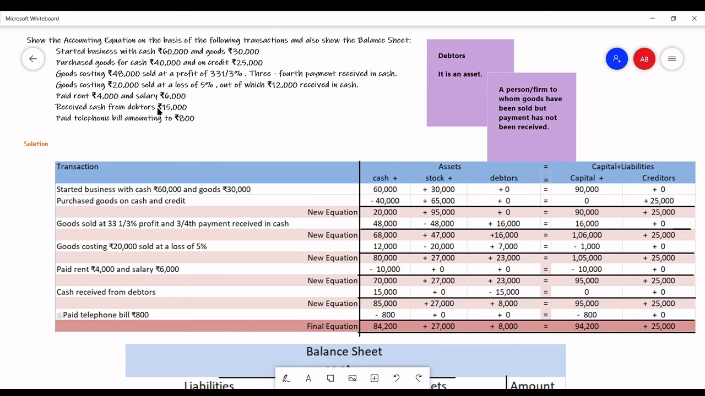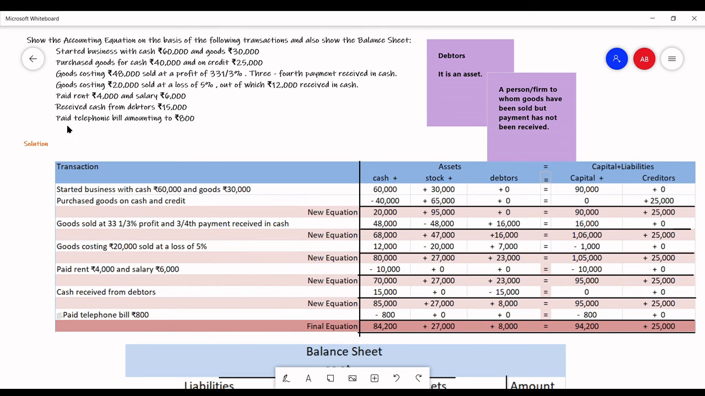Received cash from debtors of rupees 15,000. So being cash received, my cash will increase by 15,000 and my debtors will also reduce, because the debtors have made me the payment, so my debtors will be reduced by 15,000. So I've written increase my cash by 15,000 and reduce my debtors by 15,000. The other things remain unaffected, so I have just written 0 and drawn up my new equation, which stands at cash for 85,000, stock at 27,000, debtors for 8,000, capital at 95,000, and creditors for 25,000.